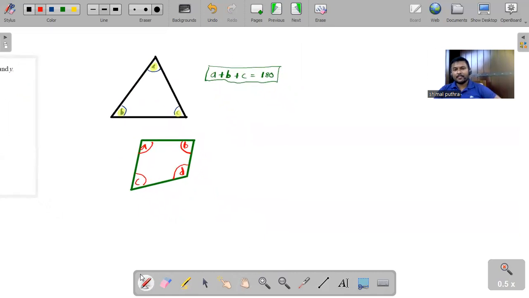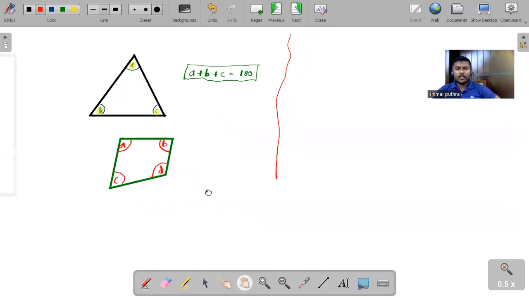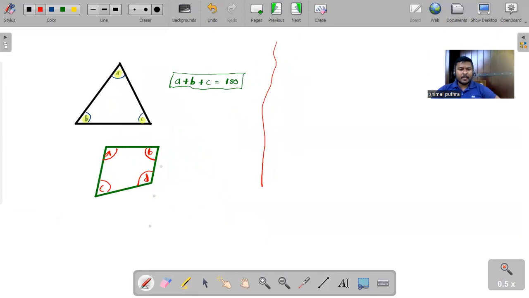That is a theorem. That is based on the number of sides it has. There is a theorem. I will say it quickly because this is just a demo video. This is not the actual model paper class.